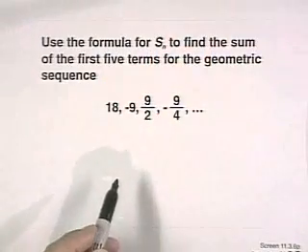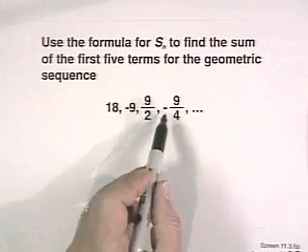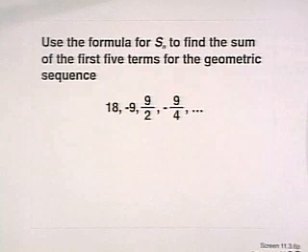Now I'd like you to try using this formula on your own. Use the formula for S sub n to find the sum of the first 5 terms for this geometric sequence: 18, negative 9, 9 halves, negative 9 fourths, and so on. Turn off the tape, do your work, and then come back. I hope you got your answer all right.